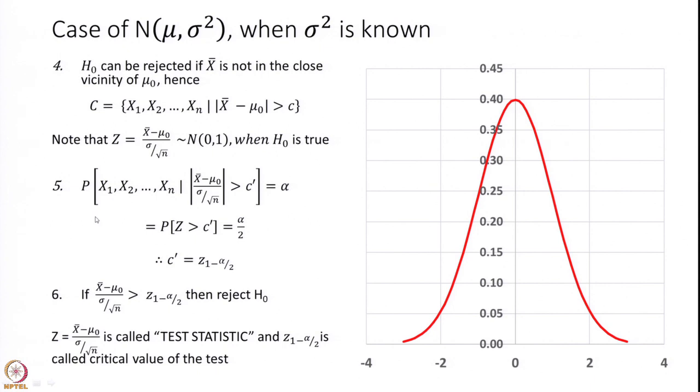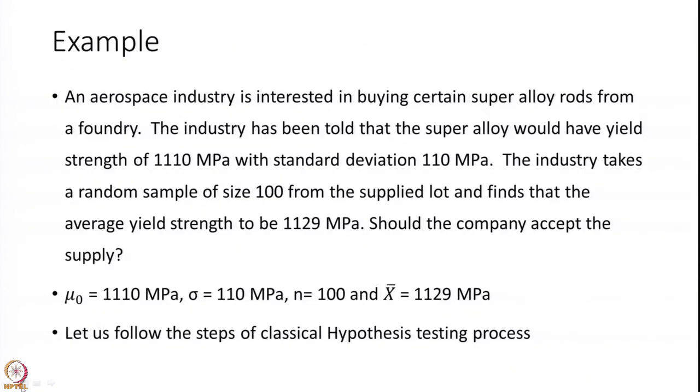So the next step is that I have to find the probability of type 1 error. So the probability that x1, x2, x3, xn is such that the z value is greater than c dash, because here I have used c, I am calling it c dash because it is not exactly the same, it should be alpha. Alpha is a pre-decided value. So this is the absolute value of z. You remember that this is now the distribution of z I have shown.